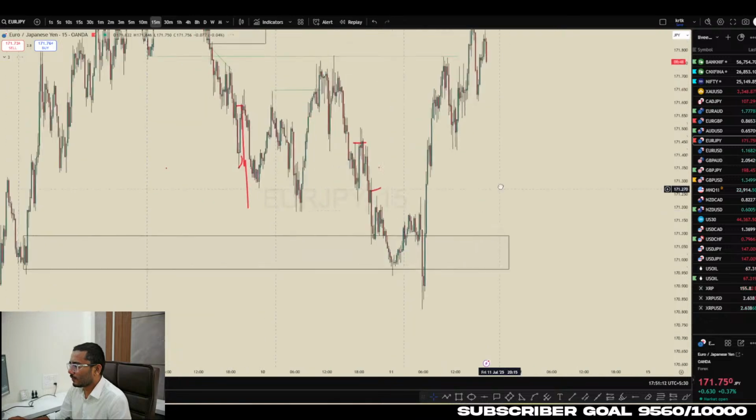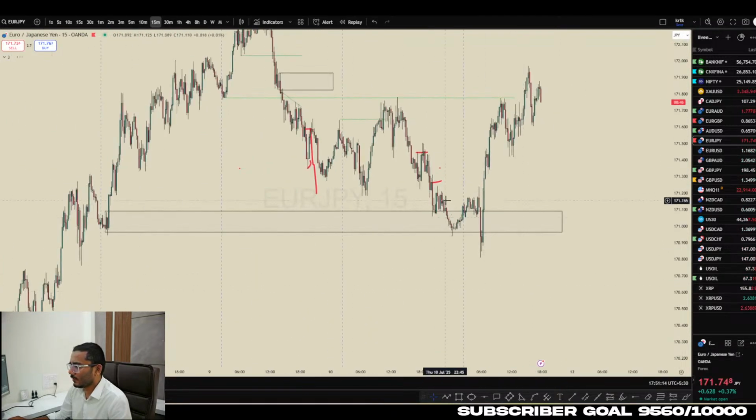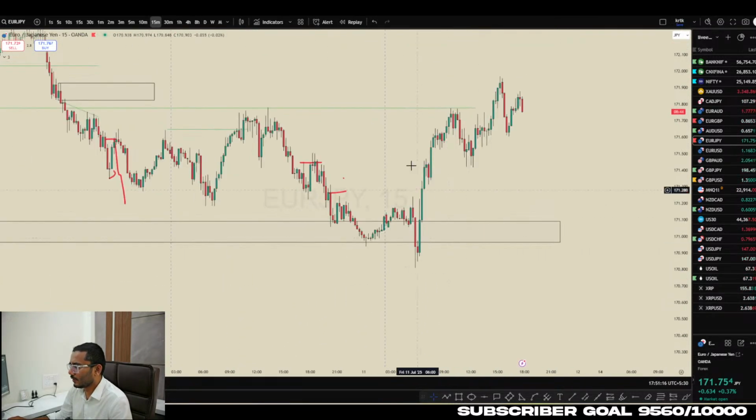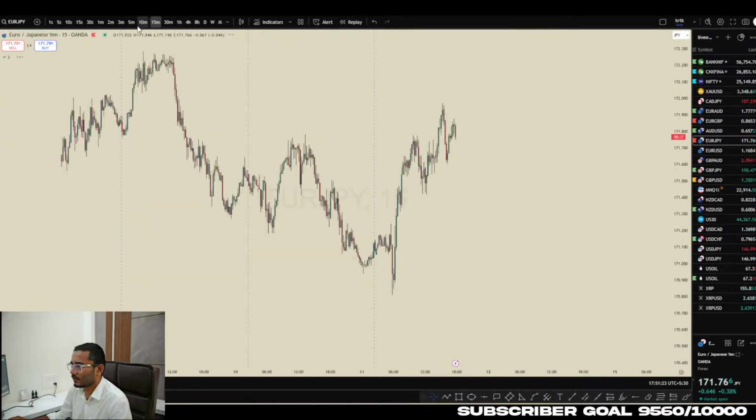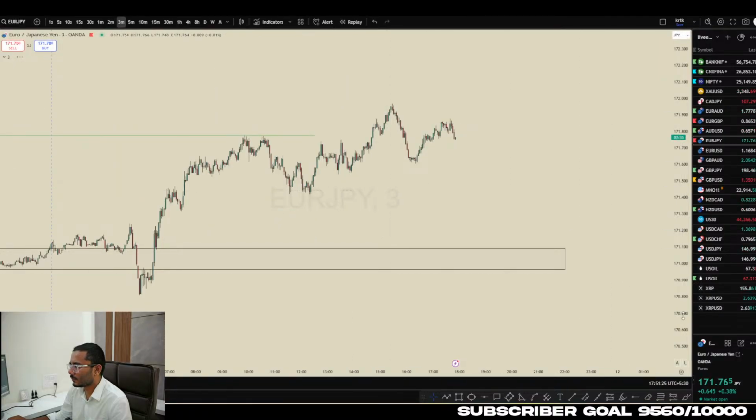EJ is similar. EJ also is looking for buy at this area, but I did not get a retest, so I did not look for entry over here. Look at some other setup. 5 minute, 1 minute.